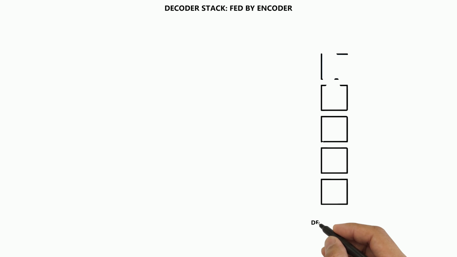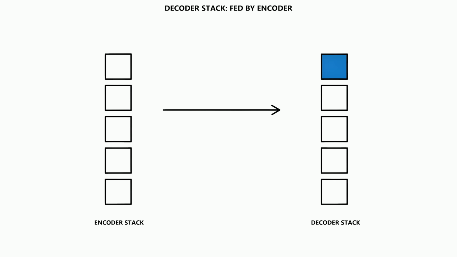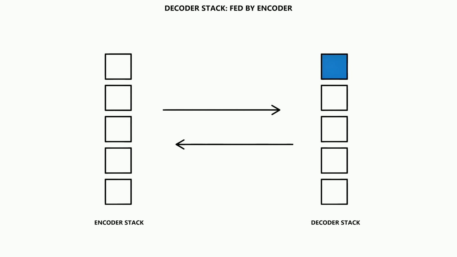The decoder is also a stack of 6, matching the encoder's depth. But it doesn't just process on its own. Every decoder layer also receives the final output of the entire encoder stack, feeding it in as extra context. That cross-connection is how the decoder stays grounded in the original input while generating output.